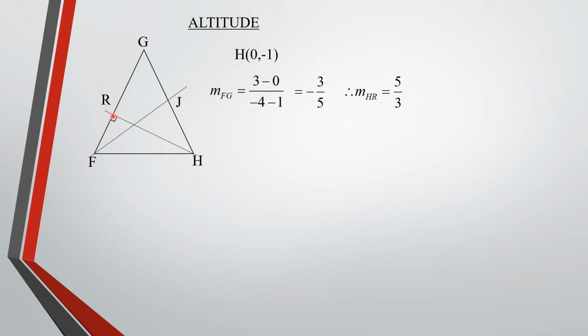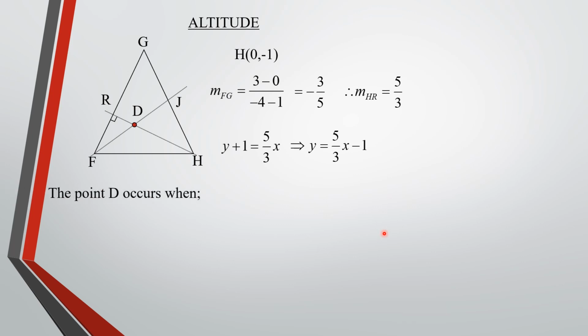So you have gradient of HR, you have point H, you can identify the equation of HR using y minus y1 equals to gradient 5/3 times x minus x1. And will result in the equation of HR. So since you have got the altitude equation and also the median equation earlier, so what you need to do now is to find the coordinate D, which is the intersection of the altitude and the median.